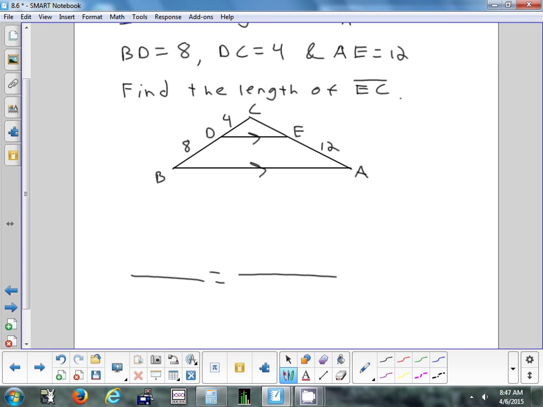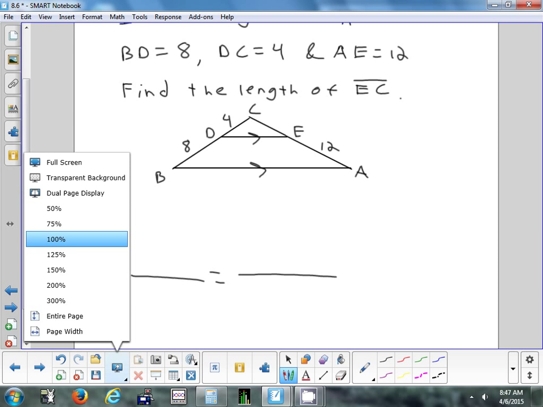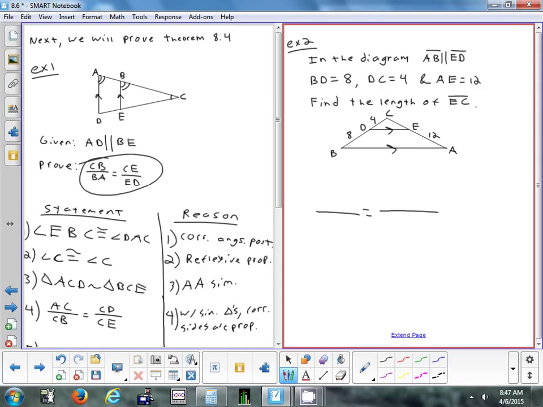Wait, anyone think they could tell me how to set up? In fact, I'll put up the theorem so you can see it. How could I set up my proportion here to solve for, we'll call the distance between C and E, x? Oh, Alyssa? 4 over x and 8 over 12. Okay, that might work, but can you try to set it up?